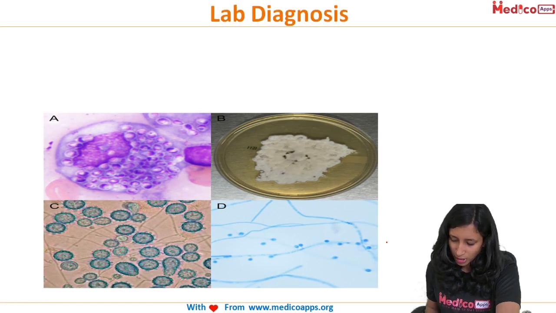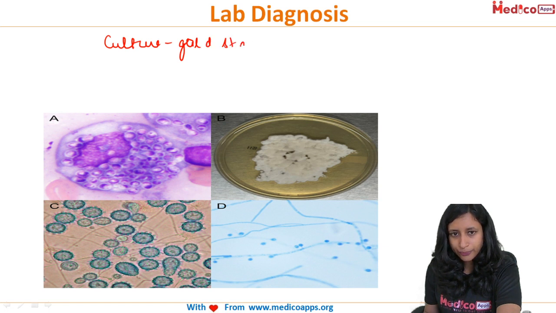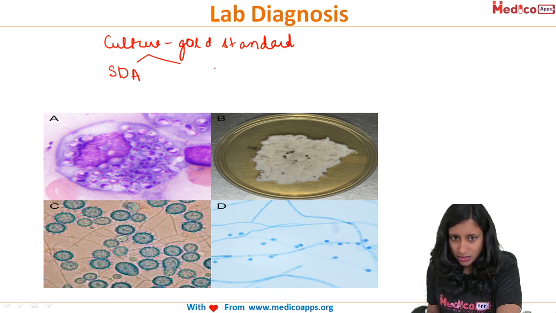Now, when it comes to culture, and this is in fact the gold standard test. So culture happens to be your gold standard. And what are the various findings that you see in your culture? Now, this is what you have to do. You put a culture on your Sabouraud's dextrose agar, and you also put a culture on what is known as your brain heart infusion agar.